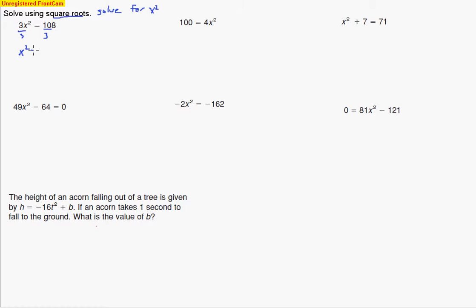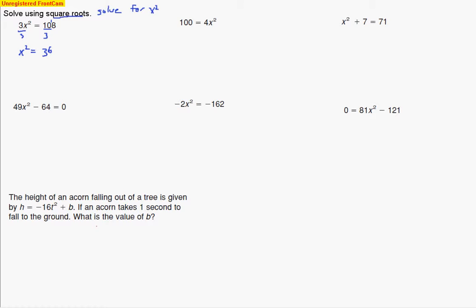x squared equals, now 3 I know goes into this number because 1 plus 0 plus 8 makes 9, and 3 goes into 9. So let's see how many times. 3 goes into 10 3 times, with 1 left over, so I put the 1 right up here. And think of 3 into 18 goes 6 times. Well, we're not done. We still need to find x.